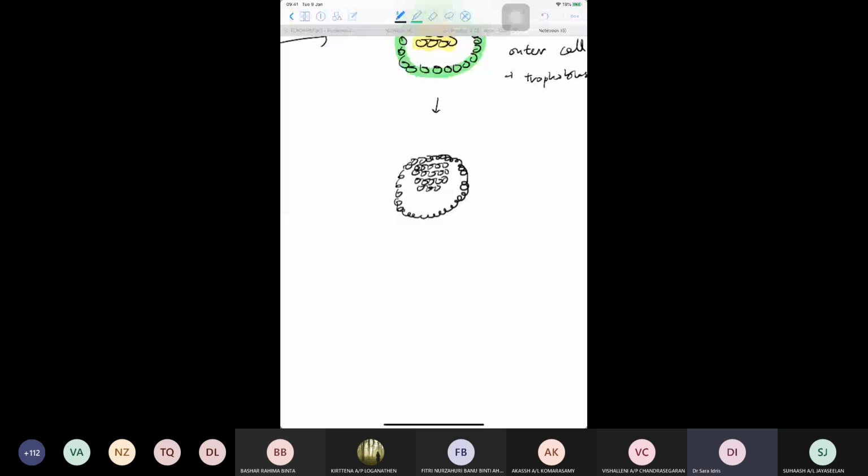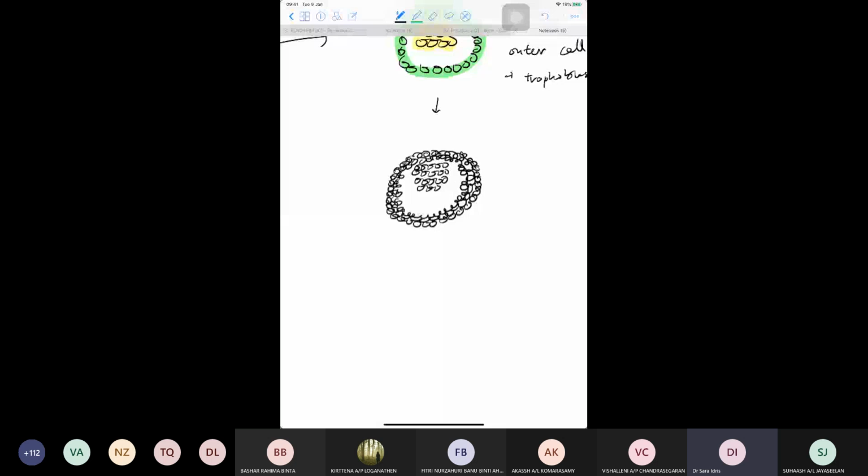So the outer cell mass, it will continue to grow as well. It will become multiple layers. And eventually the layer that is on the outside will have a layer of cells. So these cells here on the outside will lose their cell wall. The walls on the outer part of the cells will disintegrate. So the cell wall will disintegrate.